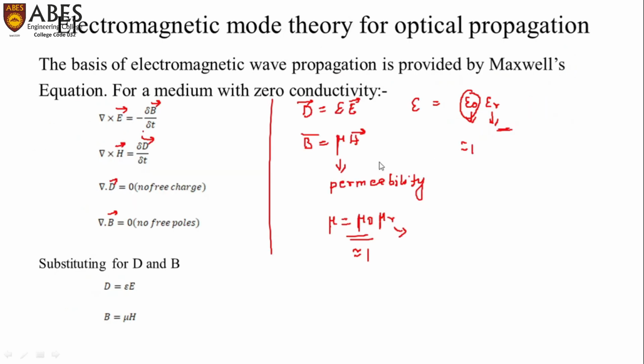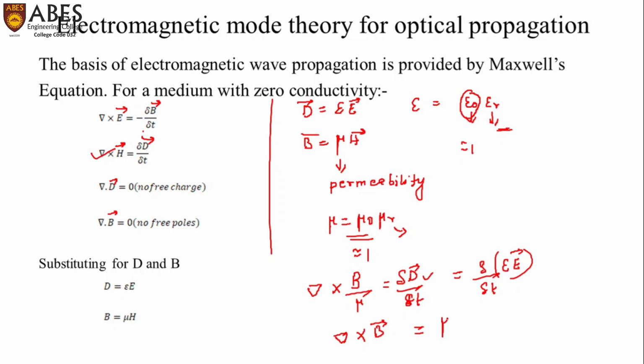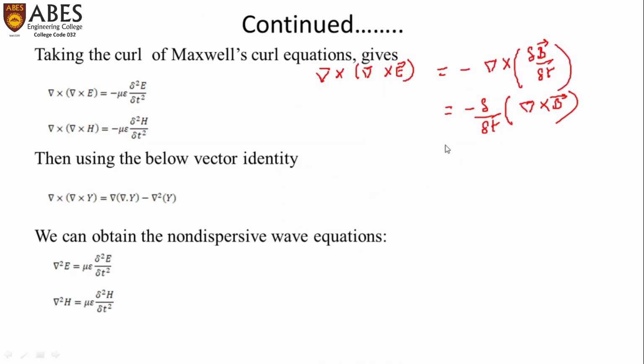So from the equation, when we see del cross B or del cross H, at the place of del cross H, what can we write? When we write this equation in terms of B, we can have del cross B by mu is equal to del D by del T. And in the place of D, we can write del by del T epsilon E. So del cross B can be written as mu epsilon del E by del T. So at the place of del cross B, we can substitute this value.